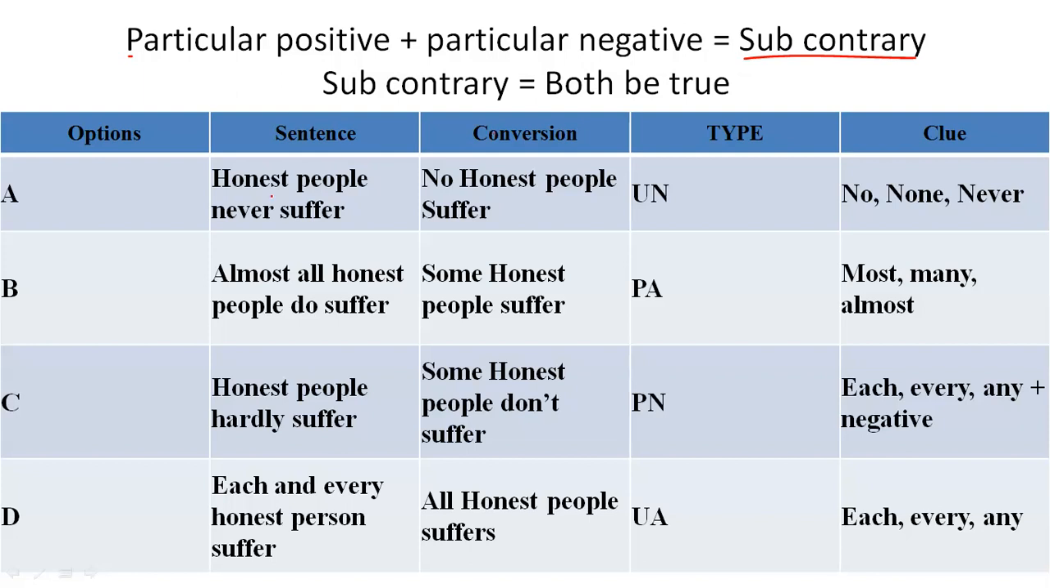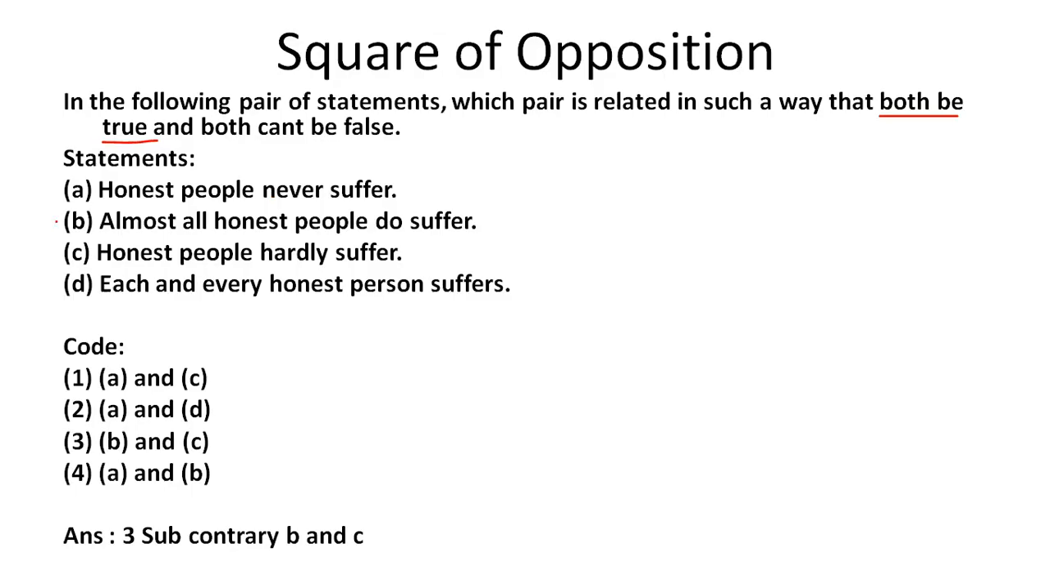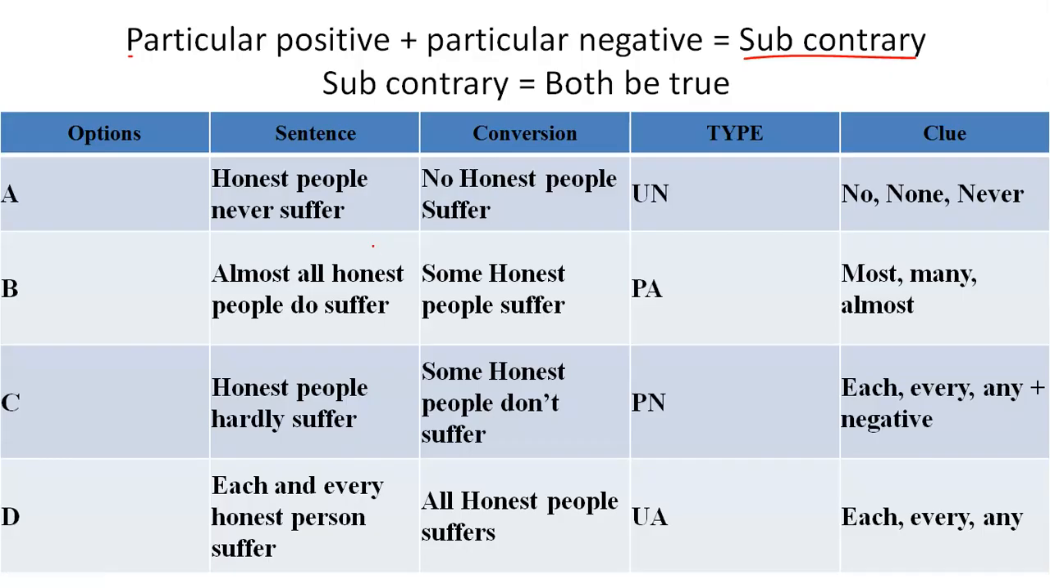Okay. Now look at the sentences they have given. See options A, B, C, D. I have just written the same statements that are given here. Honest people never suffer. Almost all honest people do suffer. Honest people hardly suffer. Each and every honest people suffer. Now the statements here are given in indirect form, so we need to convert them to direct form.